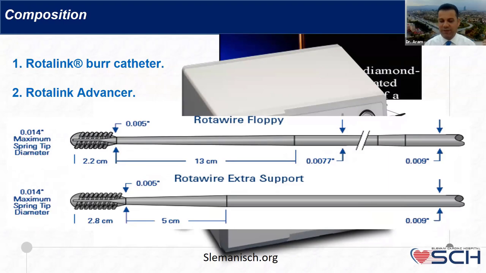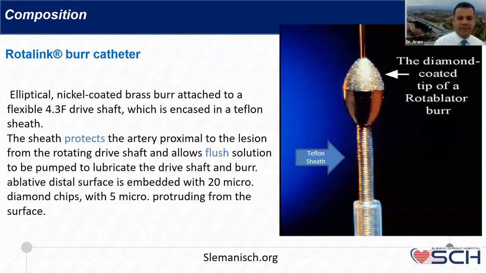And of course, we have a gas tank and a foot switch. Why did I mention the foot switch? Because in the new version of the rotablator, there is no more pedal for the foot switch. It's only by hand, so it's easy. You are working with your hand, and there is no more foot switch in the new version.